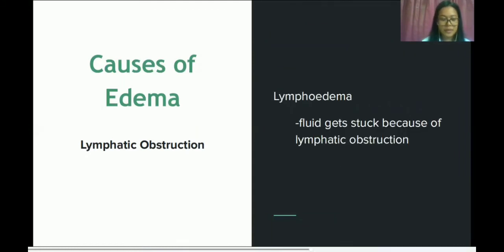For the next example, we have lymphedema. This is a form of local edema where the fluid leaking from the blood vessels and the proteins within the interstitial fluid that are supposed to be drained to the lymphatic system get stuck due to lymphatic obstruction. This results in the reduction of net effective osmotic pressure of the blood.